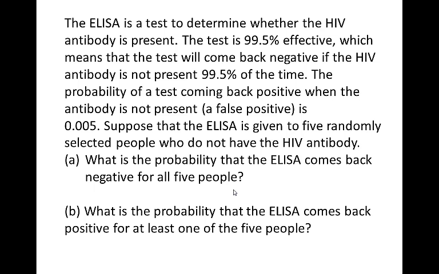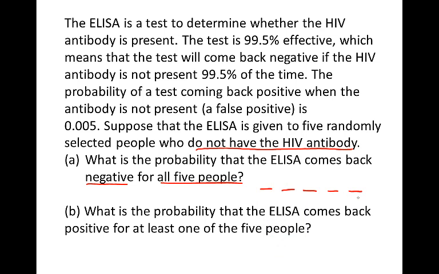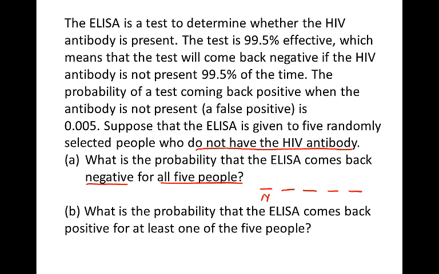So suppose that the ELISA is given to 5 randomly selected people who do not have the HIV antibody. They don't have it. What is the probability that the ELISA comes back negative for all 5 people? So think about this. We want this one to come back negative, and all of them to come back negative for all 5 people. So what's the probability that it'll do this? If it's not present, the probability is 0.995. So 0.995 for this person and for the other people.